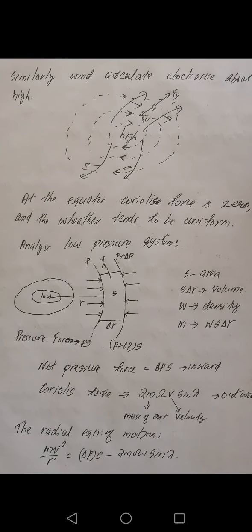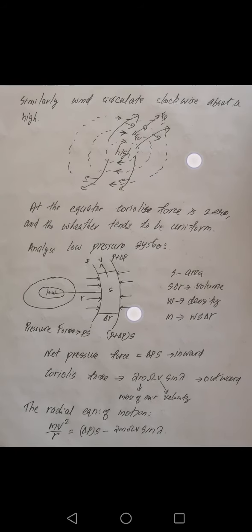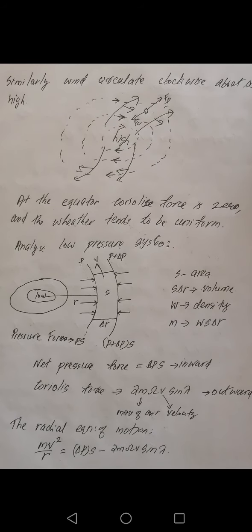Suppose it happened at the equator. We are discussing this in the northern hemisphere. If it happened at the equator, we know there is no Coriolis force, so there is no deflection, so there will not be any circulation, only uniform motion. So at the equator weather is almost uniform.